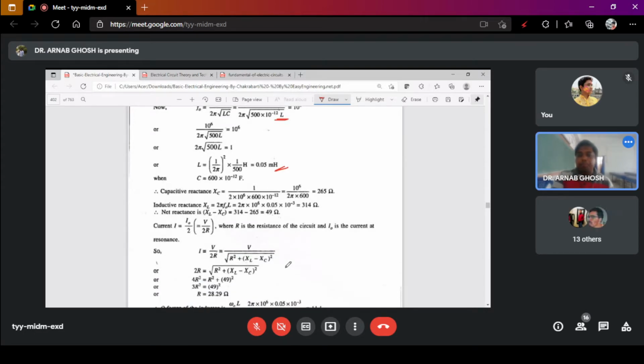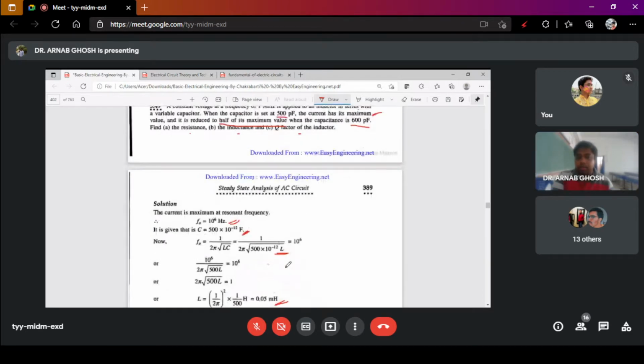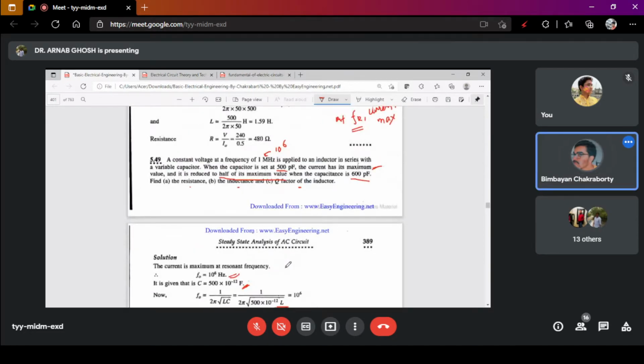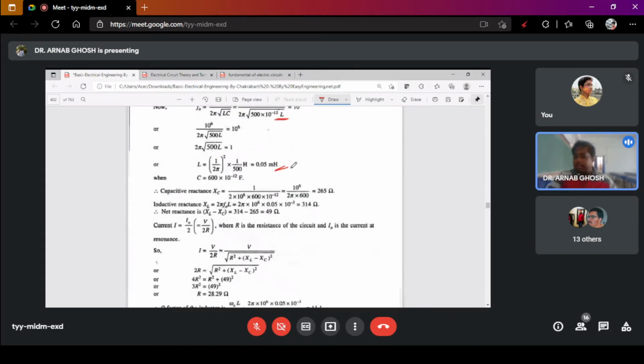Is it 500 or 600? Which one? The capacitance value? See, it is given when the capacitor is at 500 picofarad, the current has its maximum value. So when is the current value maximum? At resonance. So at resonance condition, the capacitance value will be 500 picofarad. Yes. Thank you, sir. So this is the value of your inductance.